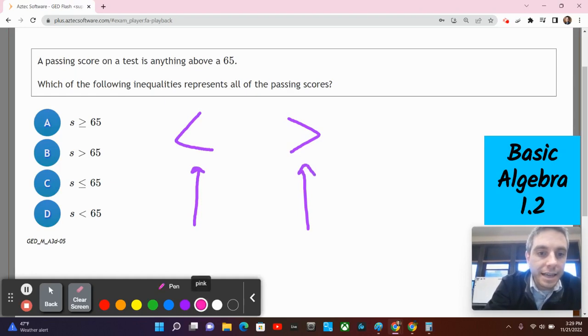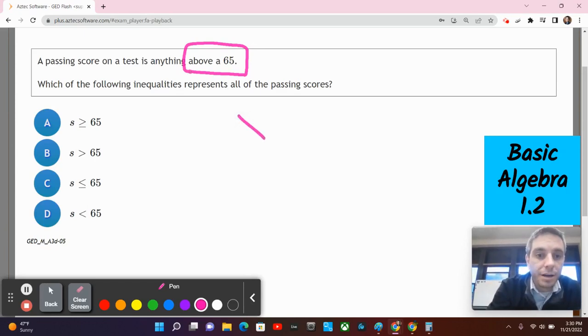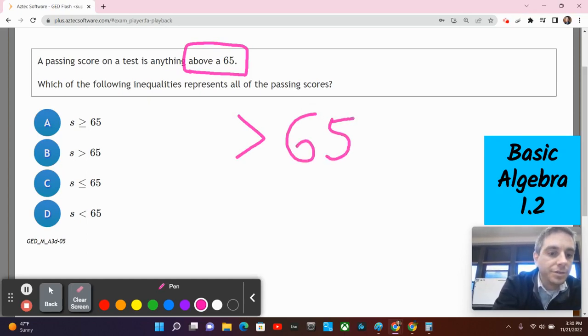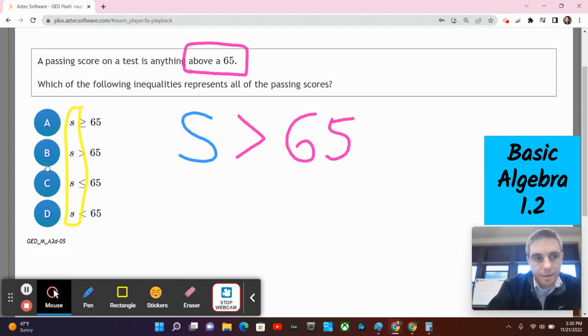And then if we see that symbol with a line underneath it, it means less than or equal to, greater than or equal to. If they said like at least 65, then yeah, you could equal a 65 or better. But here they're saying strictly above 65. So our score has to be above or greater than 65. And then they're also using the letter S here to represent the score. So it'd be S is greater than 65, or answer choice B.